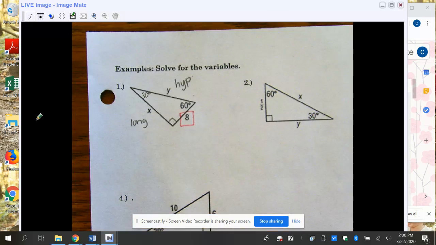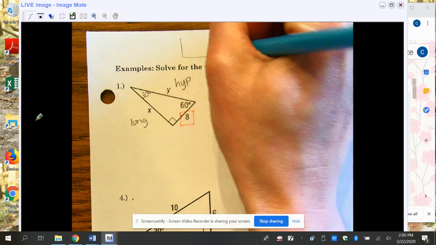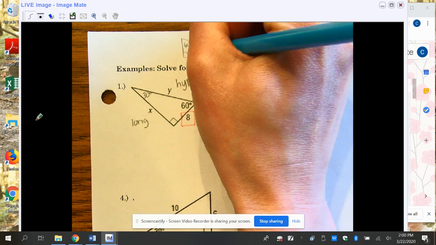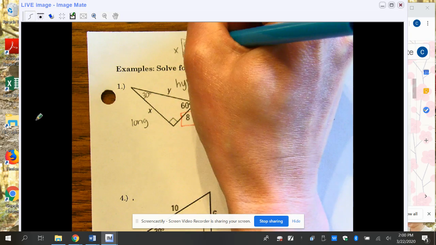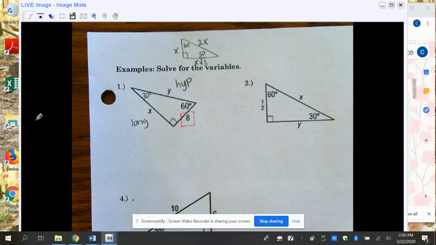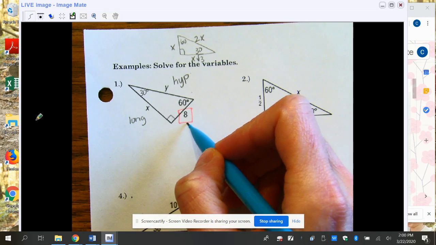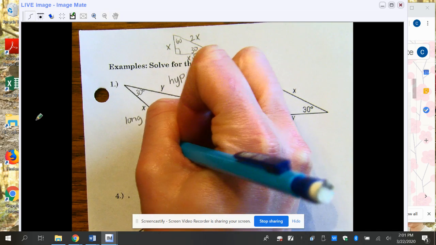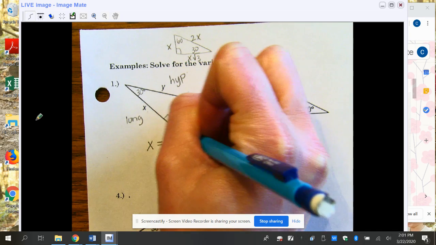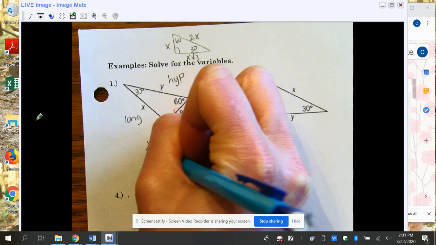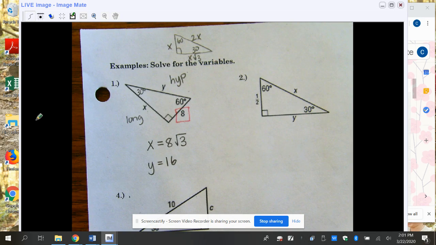So maybe I'll draw this blank triangle up here again so we can all see this relationship. If that's our 60 and 30, that's x, 2x, and x radical 3. So if we know our short leg, our long leg, which is x, is going to be radical 3 times as long. So x is going to be 8 radical 3. And then our hypotenuse is always going to be twice as long, so our hypotenuse would be 16.